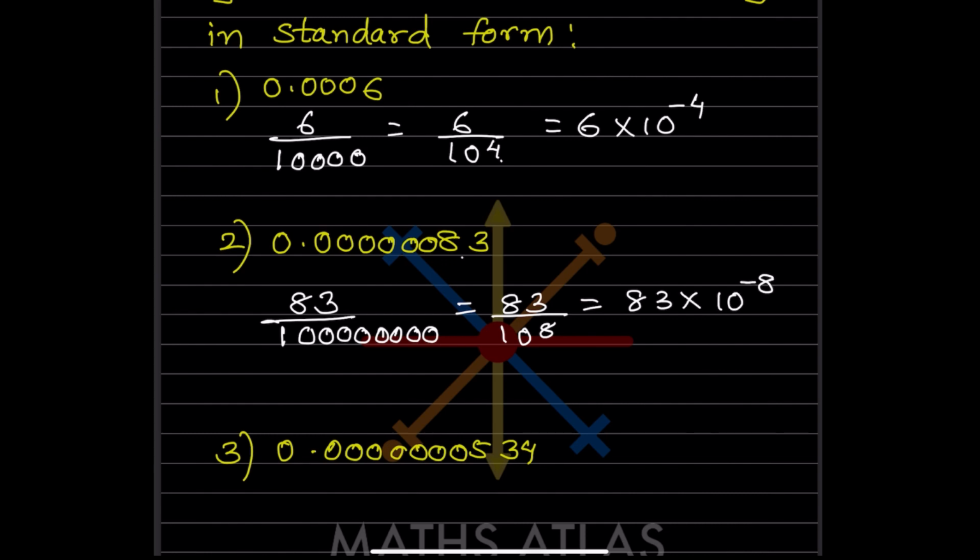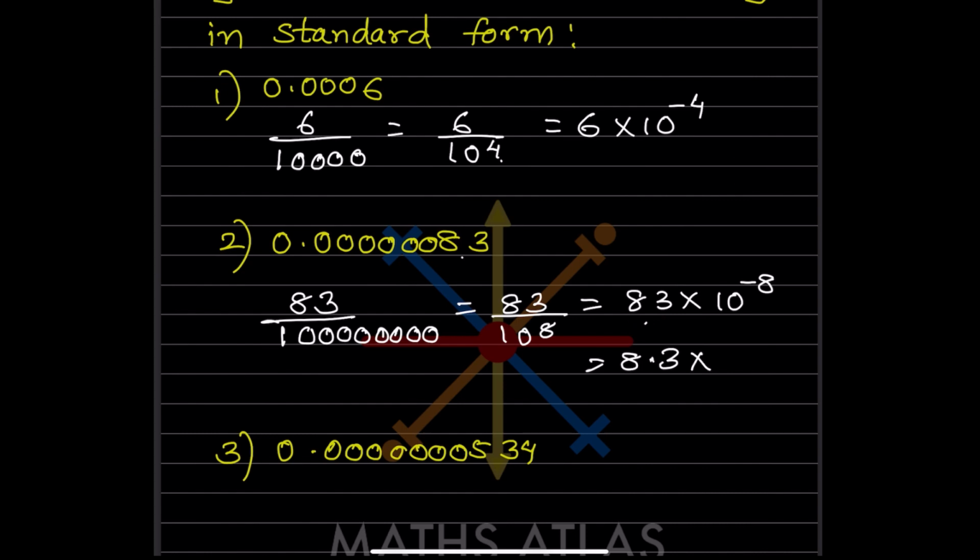minus 8. But since now you know in the standard form, it cannot be more than 10. So how are we going to write here? Because now this is 83. And we have seen at the start that m cannot be more than 10, because it should be in the form of m into 10 raised to n. So m cannot be this. So what are we going to do? We'll write this one as 8.3.